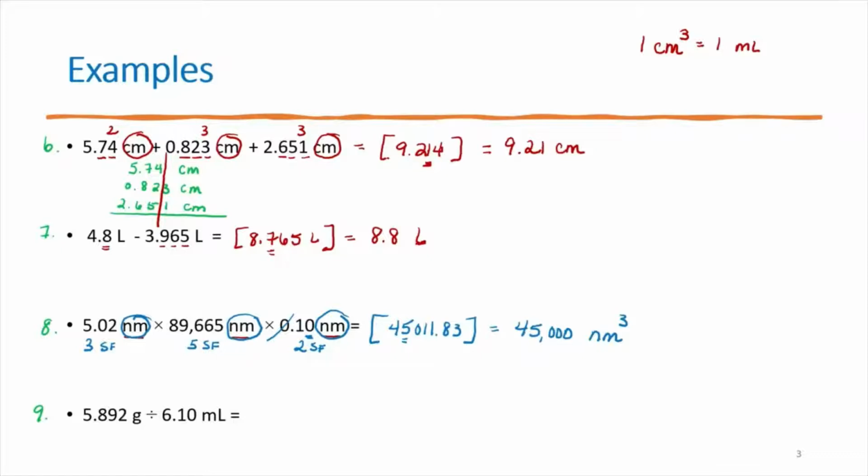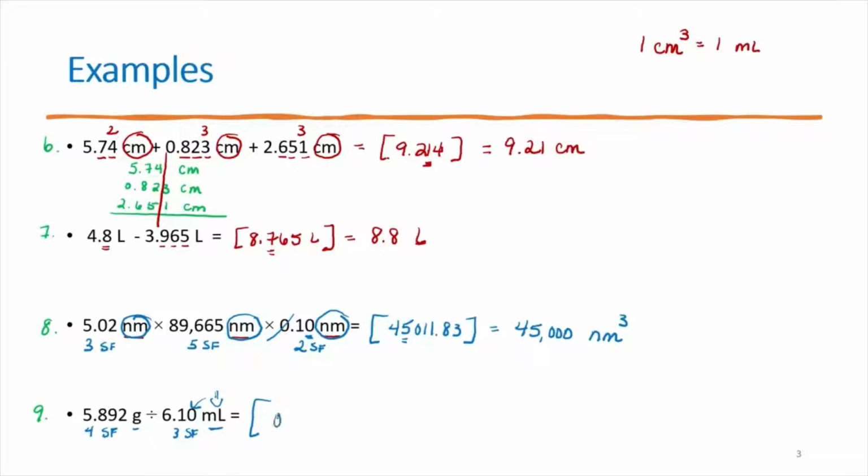Number 9, 5.892 divided by 6.10, and I've got grams and milliliters here. First, let's do the math. I've got 4 sig figs here and 3 sig figs here. Again, trailing zeros are significant. We're going to keep them. They're going to be happy if we keep them around. So our final answer must have 3 sig figs.